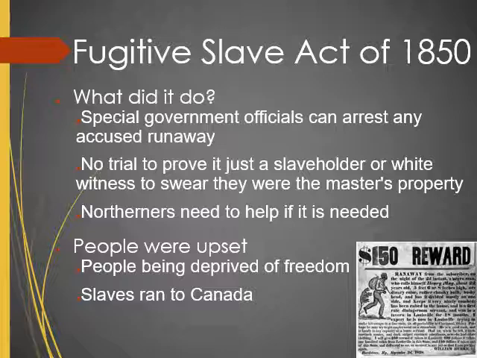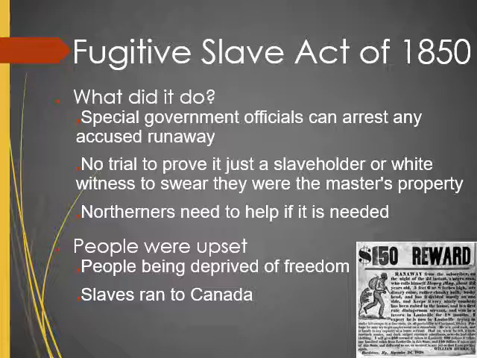And so when they were arrested and taken, there was no trial required to prove that the person was a slave or the person was this white person's slave. All it took was the slaveholder or any white witness to swear that they were the master's property, and they would be returned as if they were the master's property, whether they were ever really a slave or not. And then the third thing is the northern people also were required to help these government officials find these runaway slaves if they needed the help.